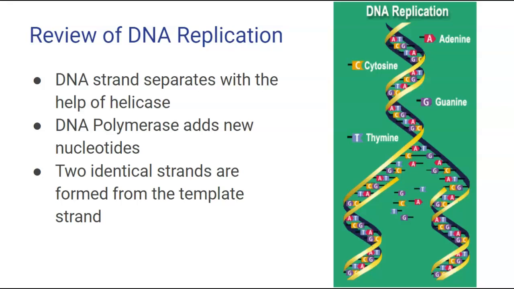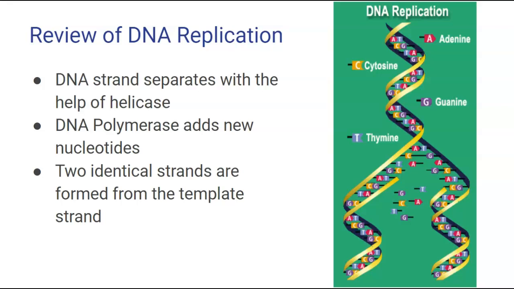When you start with DNA replication, you have a template strand. That's your original, old parent strand, right? That template strand is separated with the help of helicase, an enzyme. Once helicase separates the template strand, DNA polymerase comes in and adds new nucleotide bases to match up to that template strand. From there, two identical strands are formed, right?